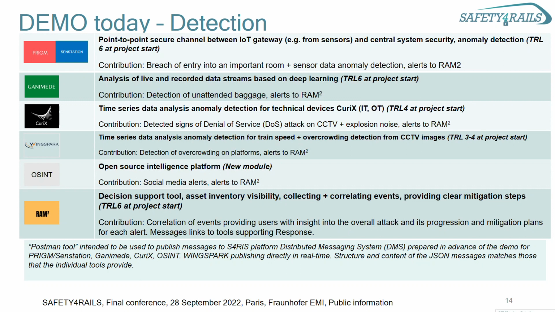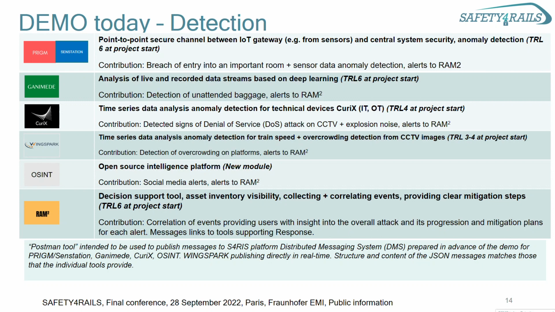Then the QRIX and the WingSpark tools, they use the analysis of time series data to detect anomalies. In the demonstration, QRIX is detecting the signs of the denial of service attack, also the noise from the explosion. WingSpark is detecting overcrowding at the station. An open source module is detecting the social media communication. And all of these tools are sending their alarms to RAM2, which is the main decision support system.